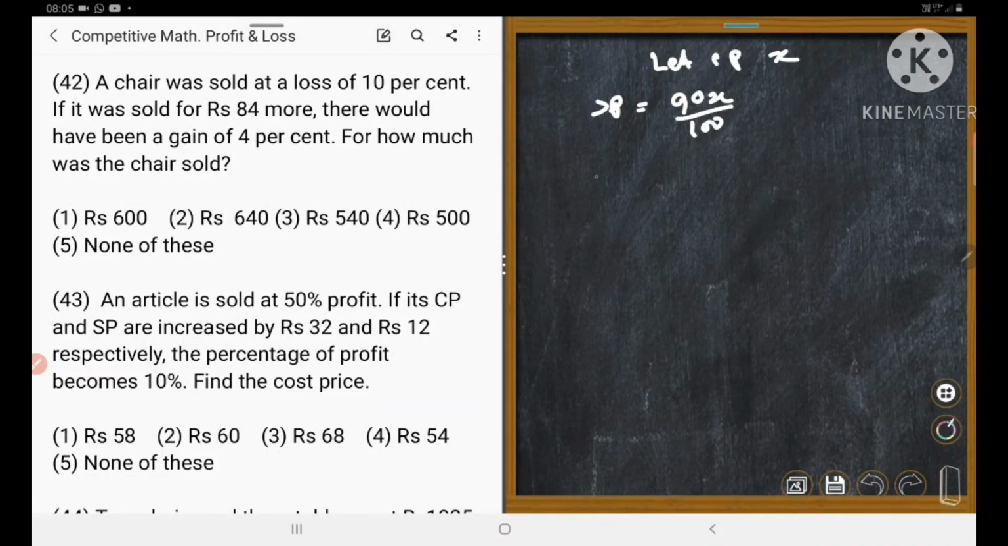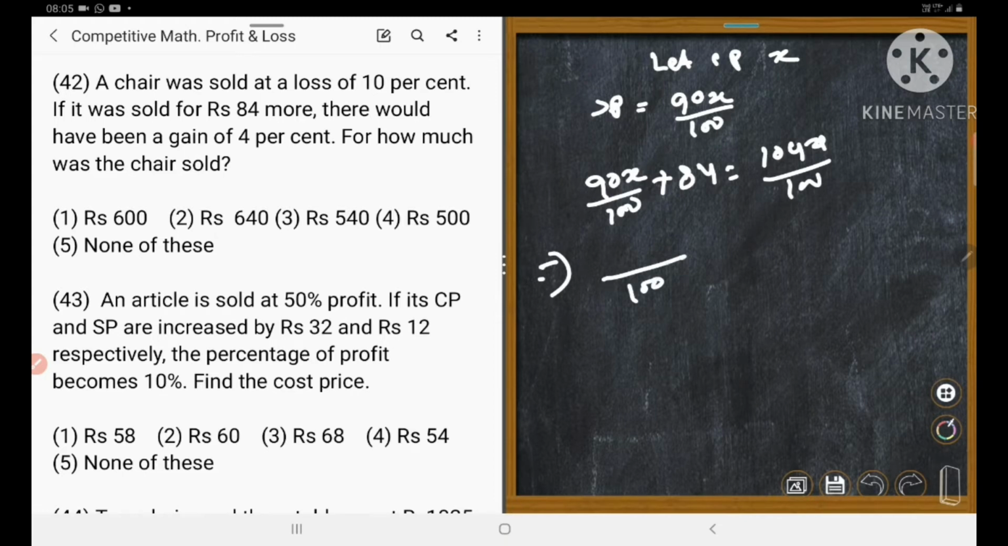As per the question, 90x upon 100 plus 84 is equal to 104x by 100. This is CP, 4% gain. So implies that 90x plus 8400 is equal to 104x.